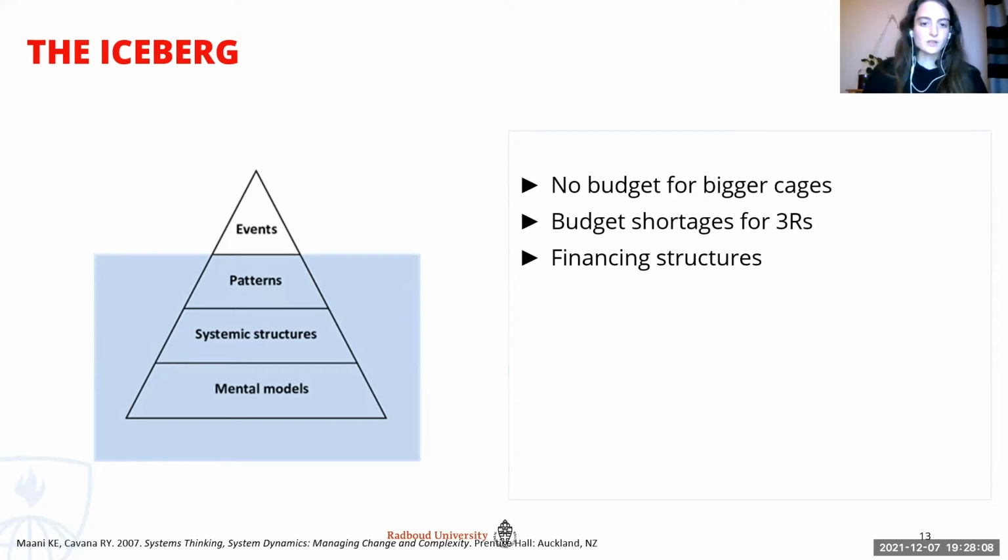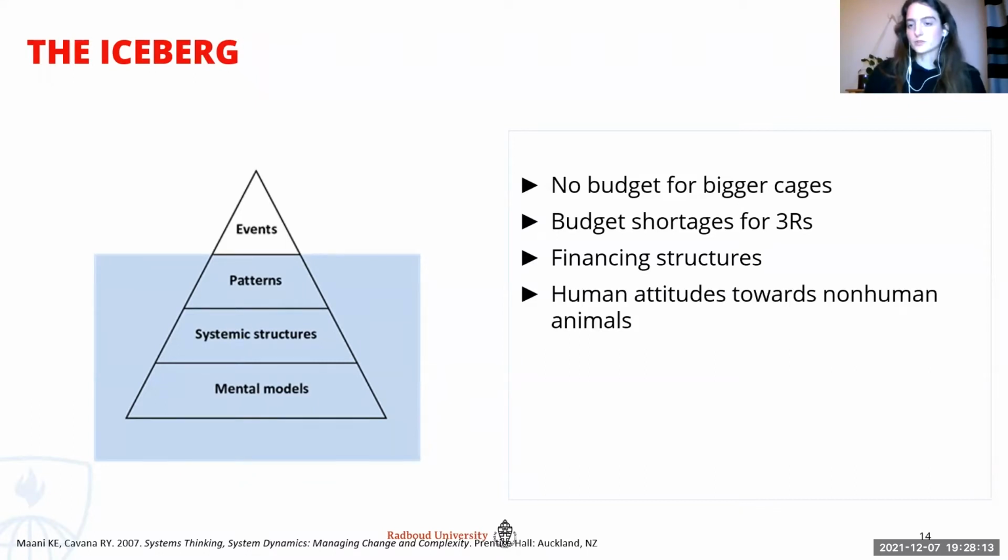And then below that you have what are called mental models. Those are beliefs and values, things like that. So there you could have what we saw already twice, human attitudes towards non-human animals. The idea is that if those attitudes would change, let's say we would value mice as much as we would value humans, then of course that would also lead us to restructure our finances and maybe not even finance research that uses mice anymore. And so you can see how different layers of the iceberg can affect one another.